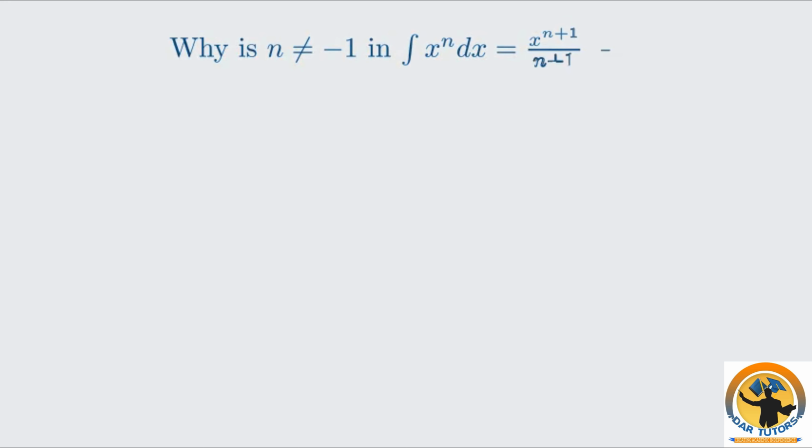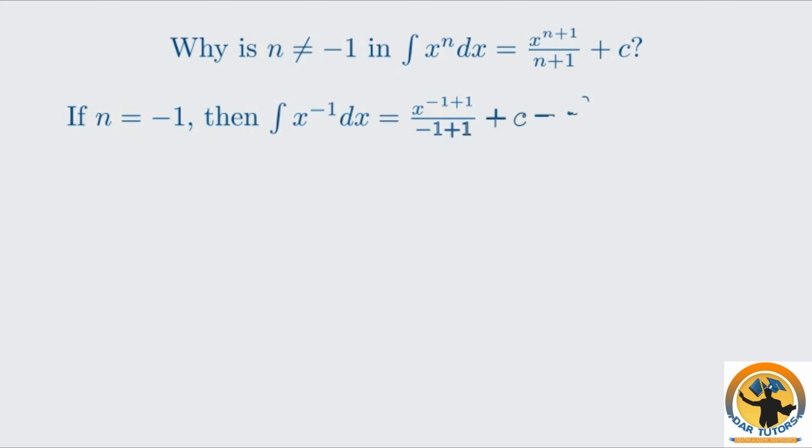But it explicitly states that n cannot be equal to negative 1. Let's see what happens if we try to apply the rule for n equals negative 1. If n were negative 1, the denominator would become negative 1 plus 1, which is 0. Division by 0 is undefined in mathematics. Therefore, the power rule simply does not work for this specific case.